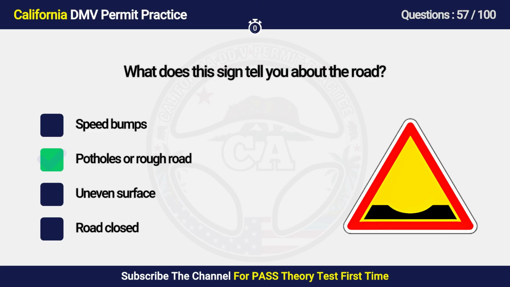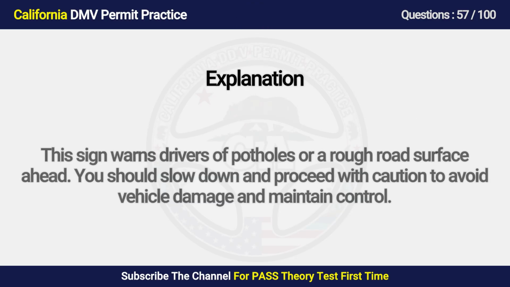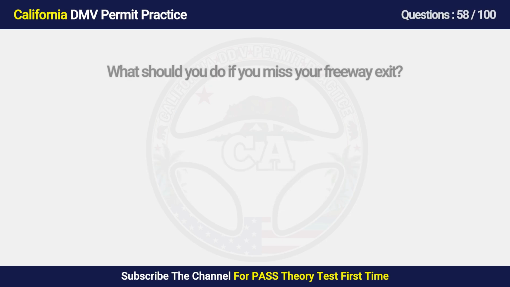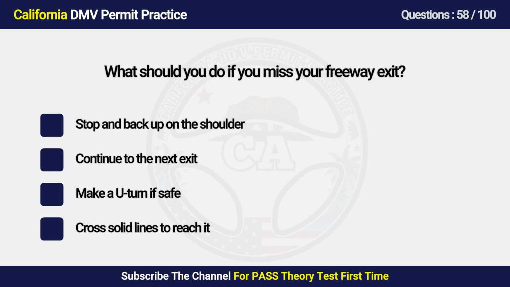Answer is B. Bumpy or rough road. This sign warns drivers of potholes or a rough road surface ahead. You should slow down and proceed with caution to avoid vehicle damage and maintain control. Question 58. What should you do if you miss your freeway exit?